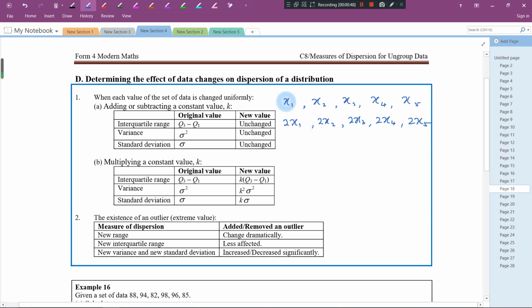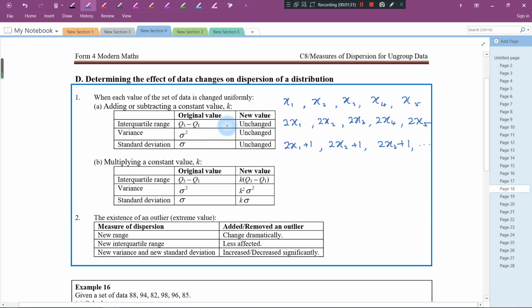Okay, so if every single data, let's say if the first data times 2 plus 1, the rest will change in the same manner as well, times 2 plus 1, and so on. So this we call it change uniformly. If they change uniformly, then we can apply the concept here that I'm going to share with you. If they change non-uniformly, for example, this one times 2, this one plus 1, this one divided by 3, then we cannot apply the concept here.